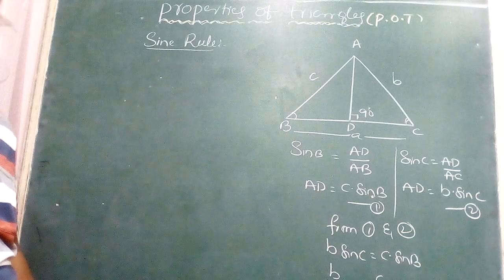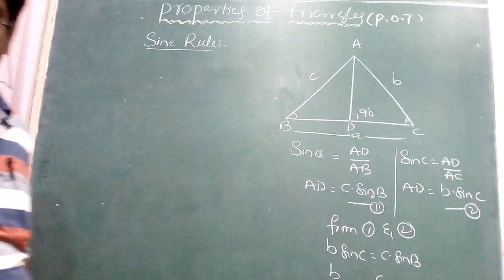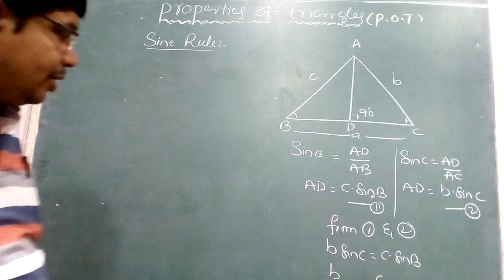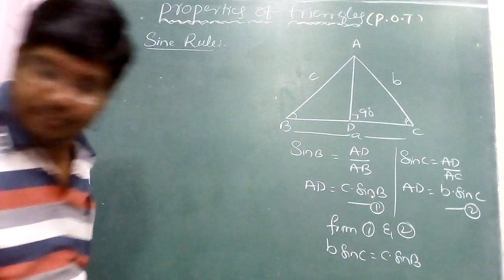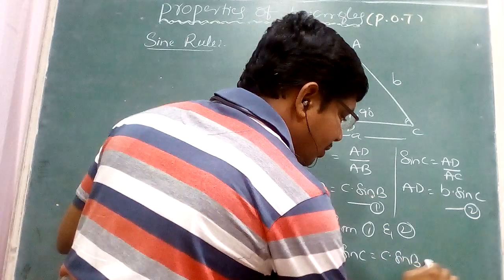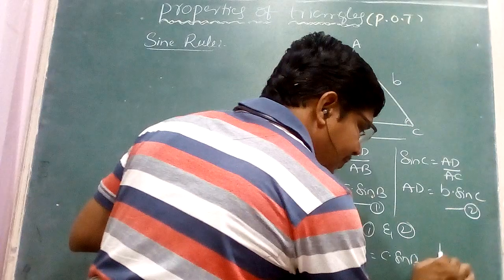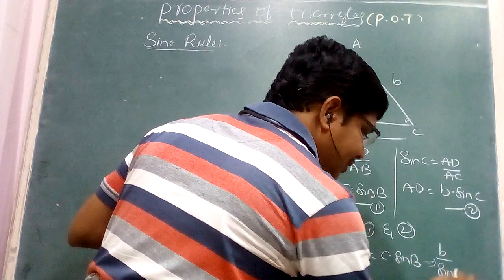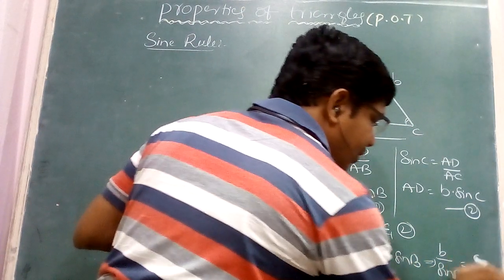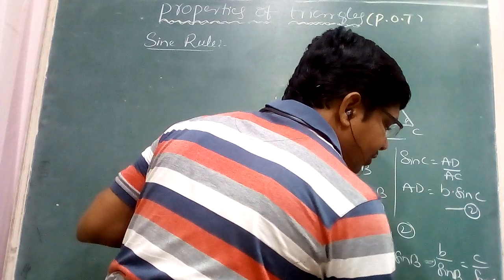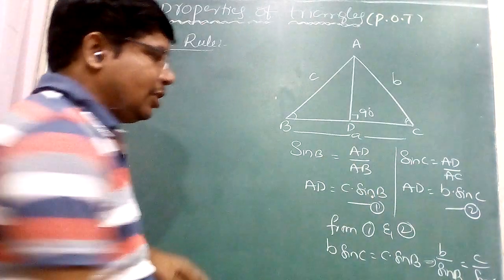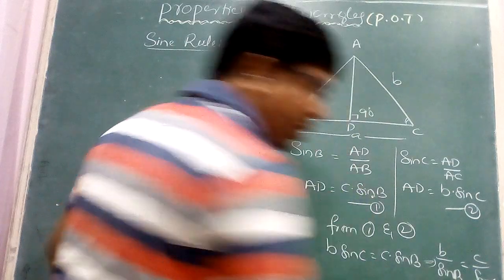Similarly, in the same way, I am writing here. Now, b by sine B is equal to c by sine C. Take this one as equation 3. Already 1 and 2 are over now.